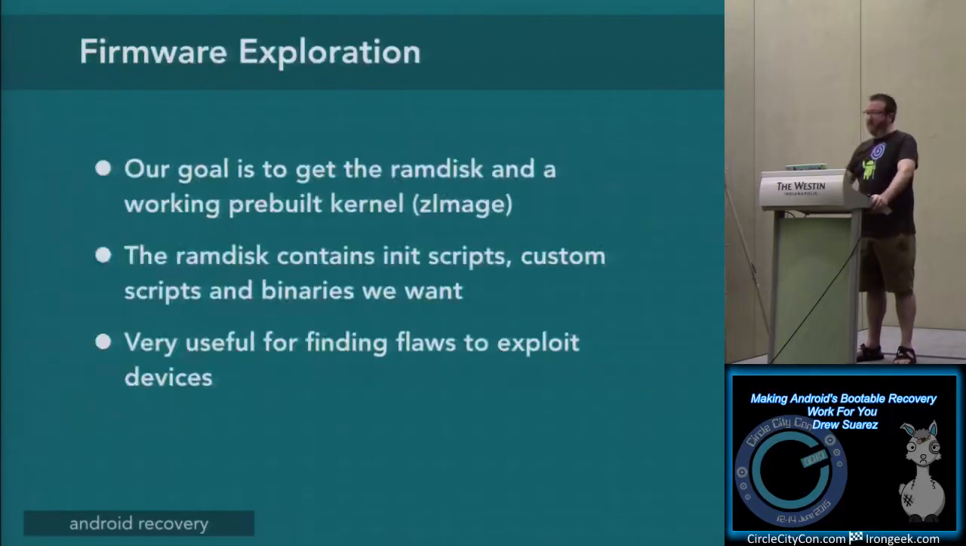So our goal is to get the RAM disk and a working pre-built kernel. You know that the pre-built kernel is going to boot the phone, so it's a good place to start, because they gave you this file already and you know that it boots. It's better to start with a pre-built and then move into a custom kernel if you'd like. The RAM disk itself contains init scripts, custom scripts, and binaries that we need in order to make this thing function properly. It's also a great place to find bugs and exploitation vectors for a device. We'll see a little bit more about that coming up.